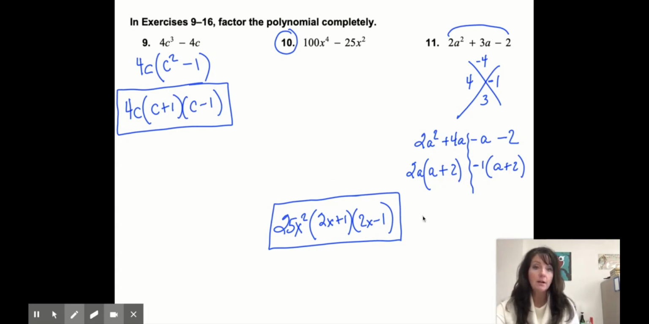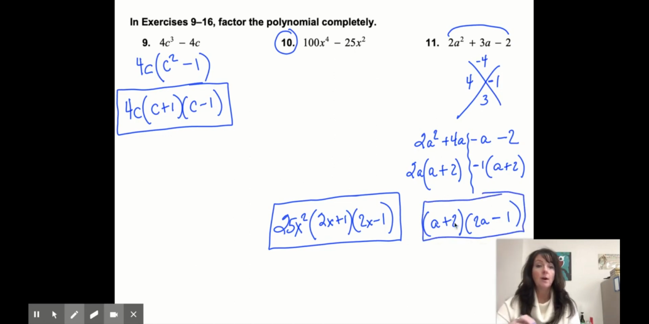So when I write my answer, and again, the order does not matter, 2a minus 1. This is not any kind of special pattern. This is not a difference of 2 squares. Everything is factorable or factored. So I have my final solution.